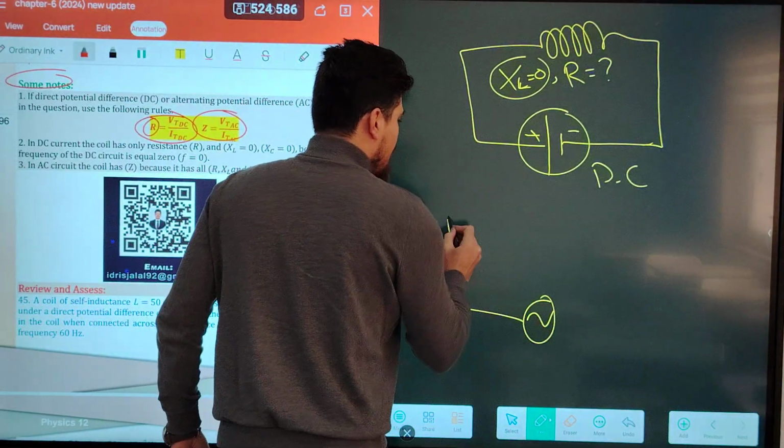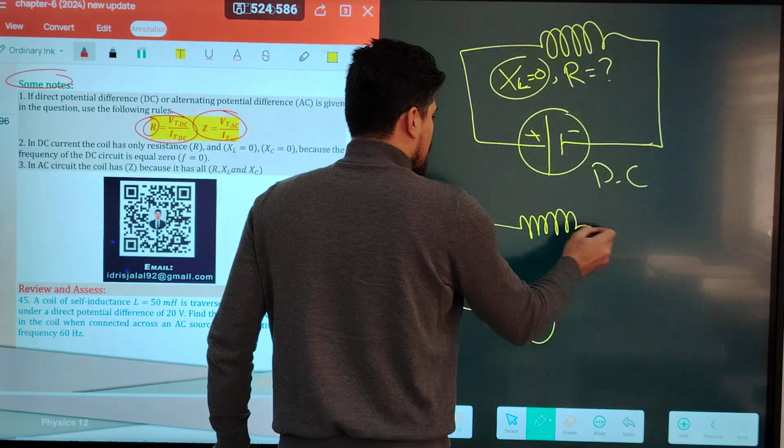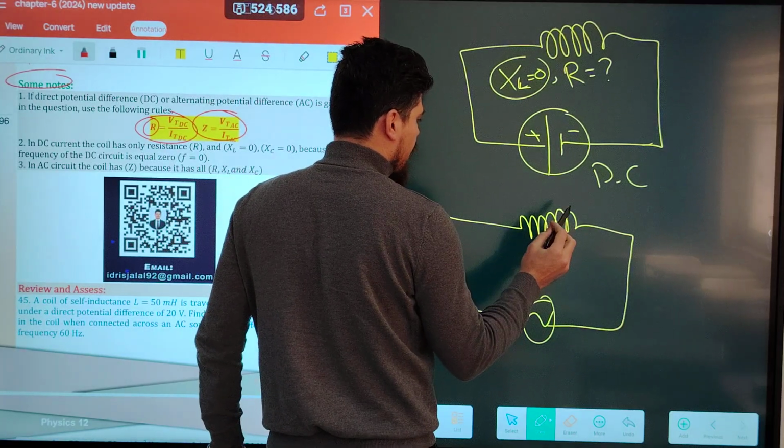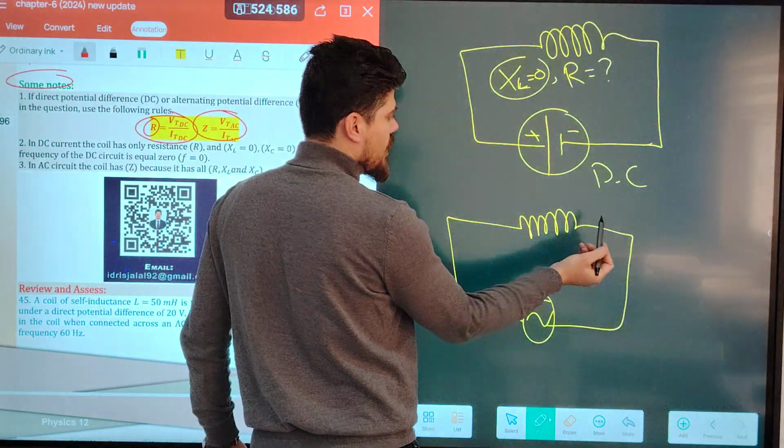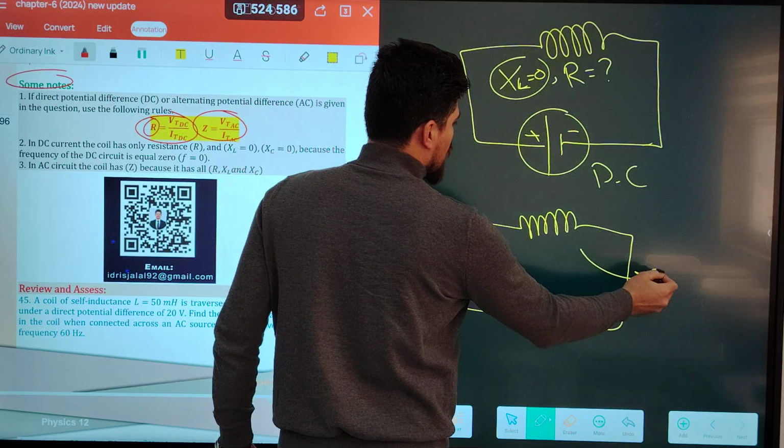But with an AC source, if you have a coil with an AC source, if the coil is not pure, like the coil is not pure.